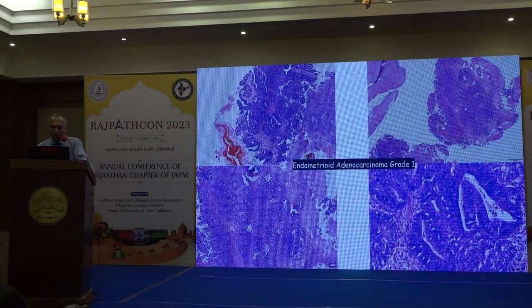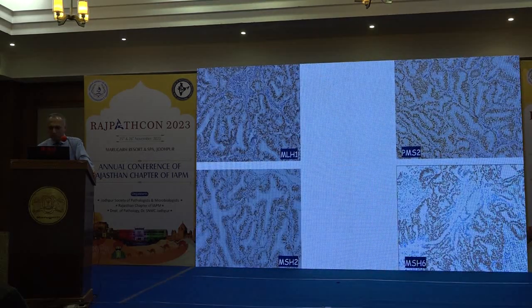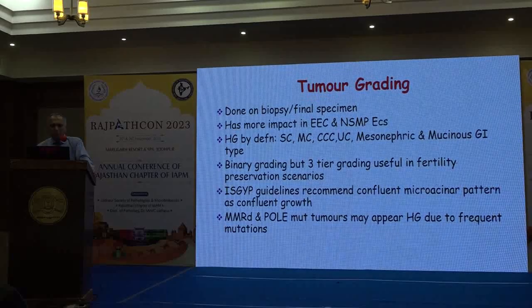You don't use for that. So this is a typical grade 1 endometrioid adenocarcinoma. Tumor grading can be done on the biopsy, and it can be done on the final specimen. It has more impact on the endometrioid variant of endometrial carcinoma and the NSMP, the non-specific molecular profile. And high grade are defined by the histologic entities, which I'll be coming to later.